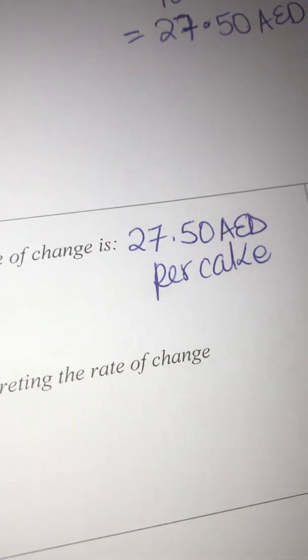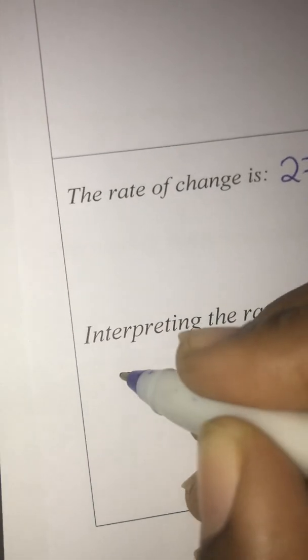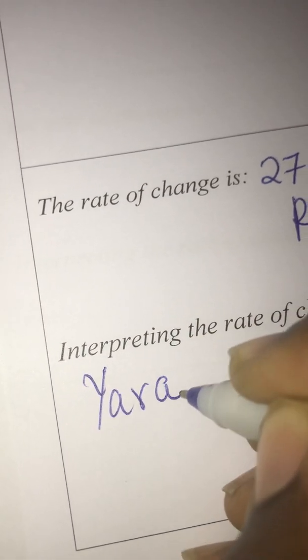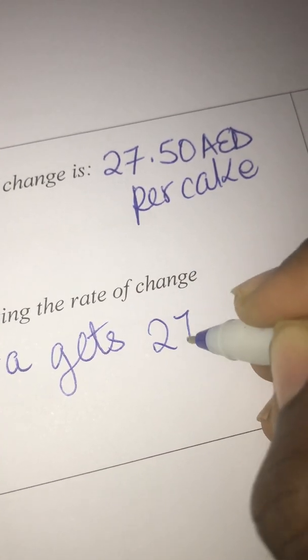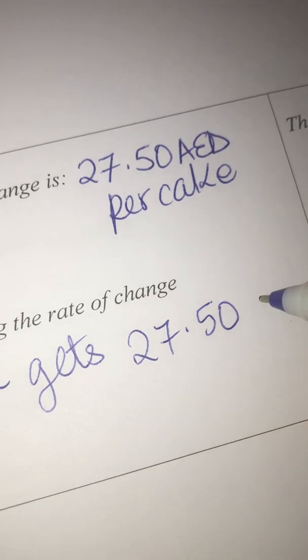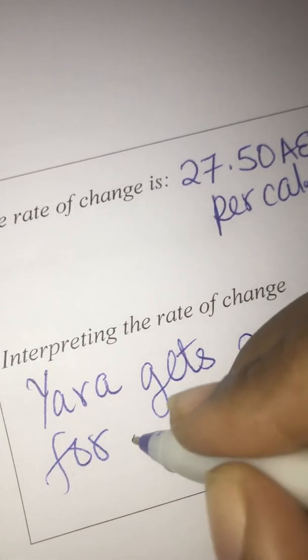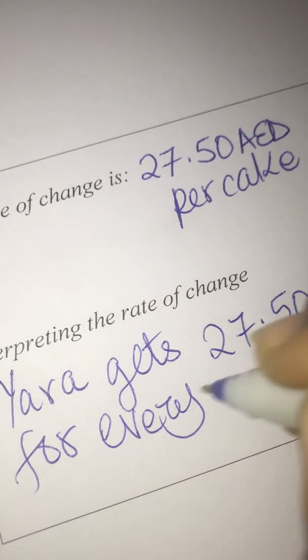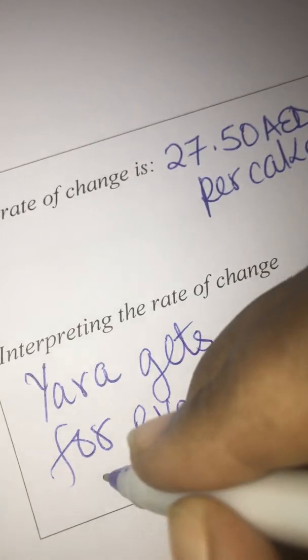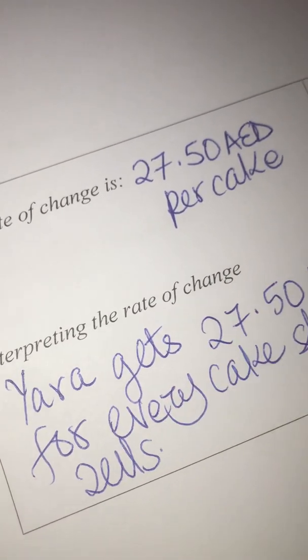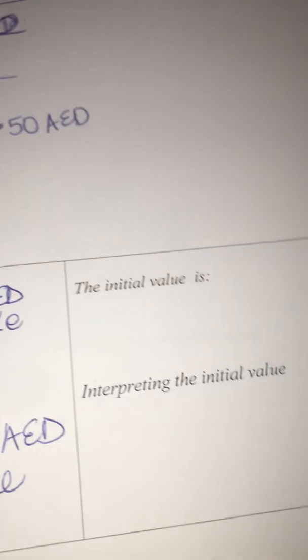Okay? All right. So Yara gets 27 dirhams and 50 fils for every cake she sells.